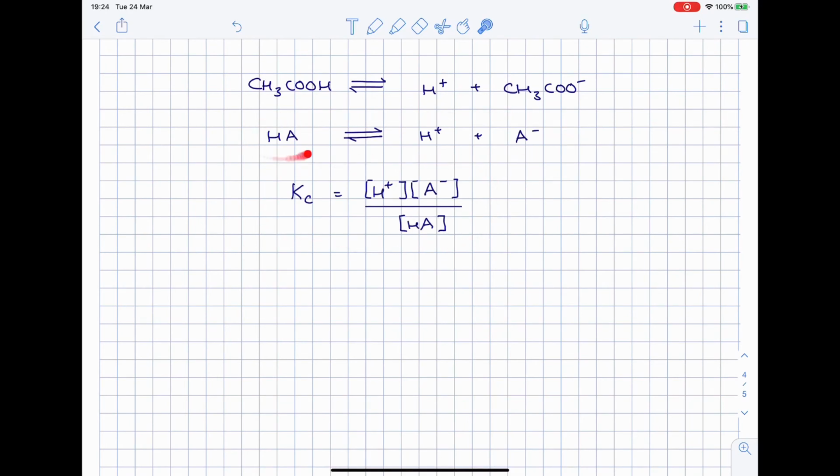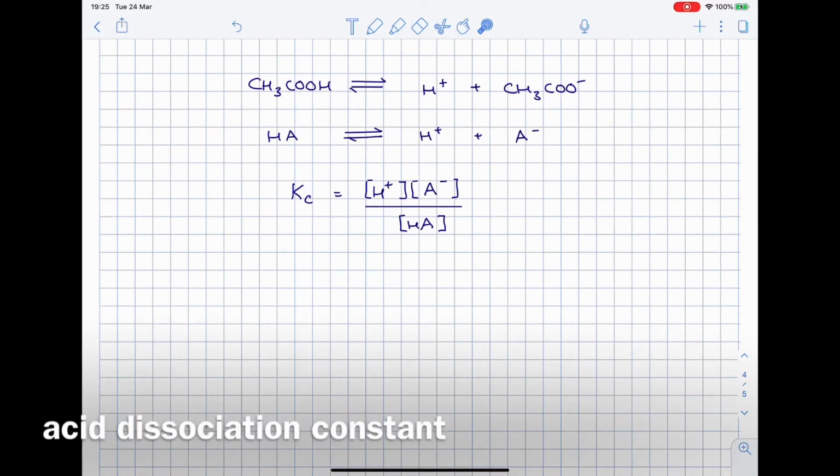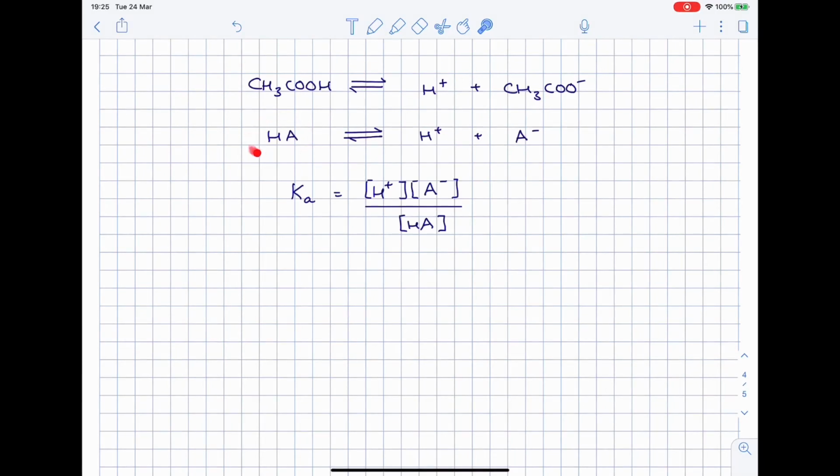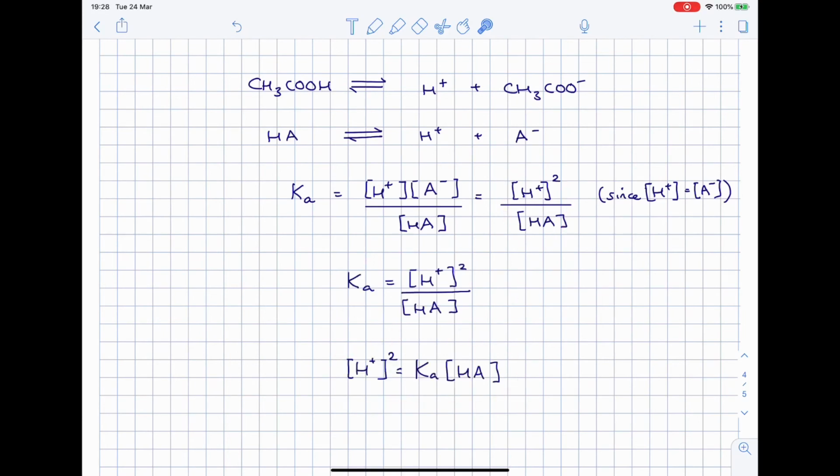Since this is a weak acid, we're just going to change the name of Kc to Ka, where A is the acid dissociation constant. For every acid molecule that ionizes, we get 1 proton and 1 anion. The concentration of H plus and A minus should be the same, since these are the same for a weak acid ionizing. So we'll have this, since these two values are the same. We can rearrange this to give this, and we can take the square roots on both sides to get this.